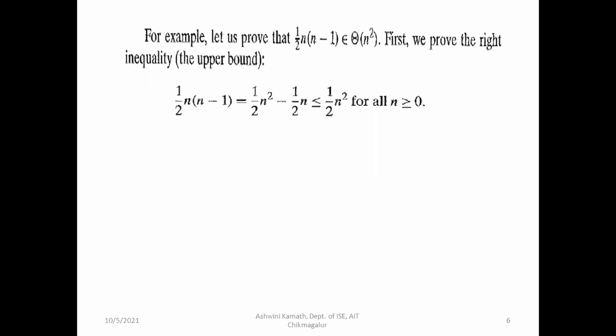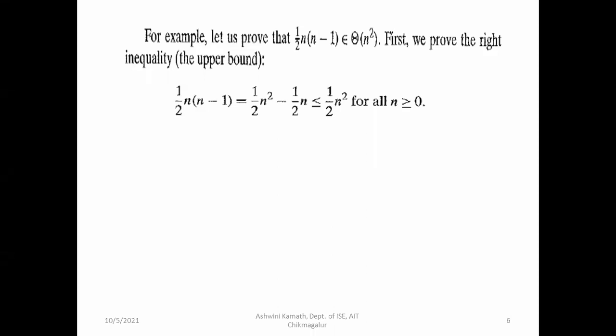1 by 2 minus 1 by 2 will get 0. 0 is less than or equal to, on the right hand side we have half, that is 1 by 2. So on the left hand side we have 0, and 0 is less than 1 by 2.